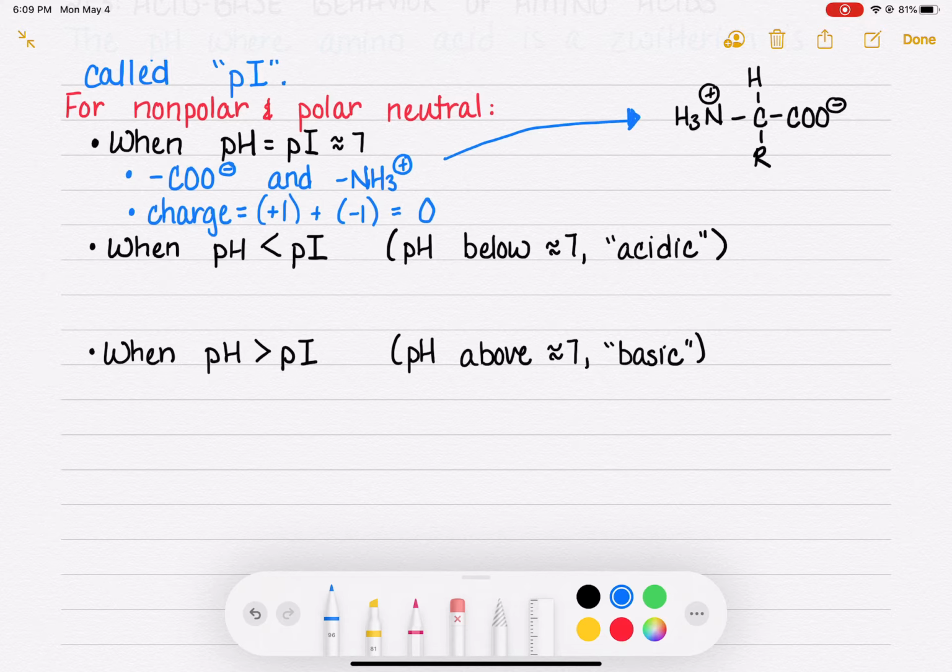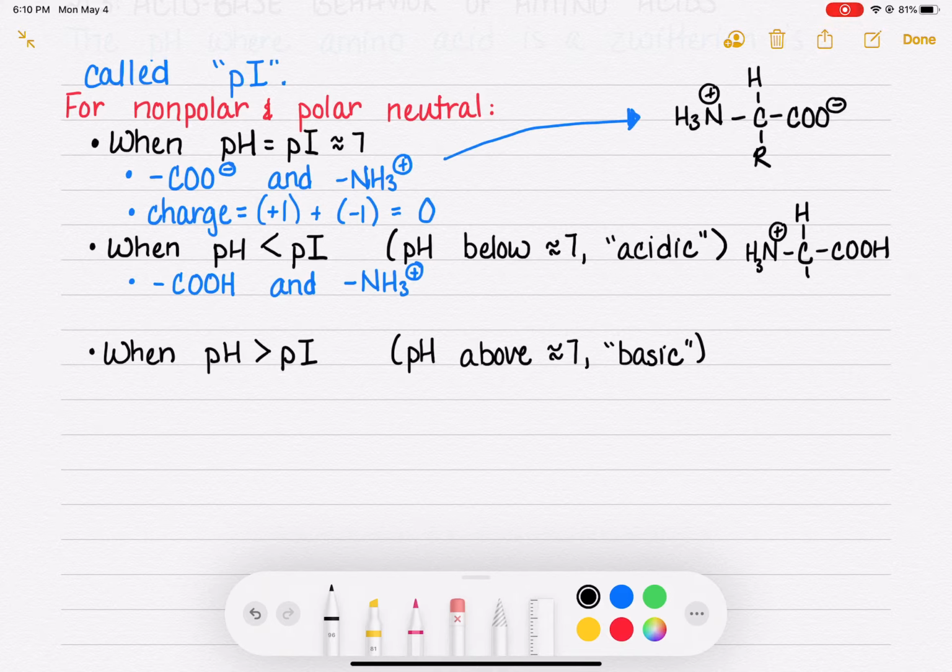Now, if the solution gets acidic, when the pH is below the pI, things are going to change. In that case, the acid group, COO-, now exists as COOH. But there isn't a change to the amino group, so it is still going to be NH3+. So let's take a look. Let's sketch out what that might look like. At an acidic pH, we would see something that looked like this.